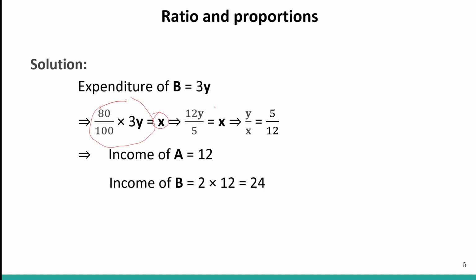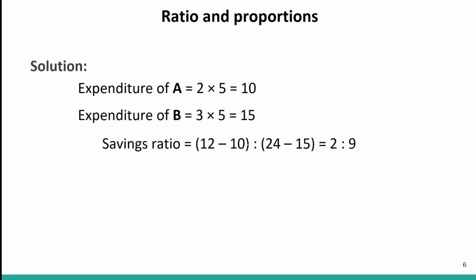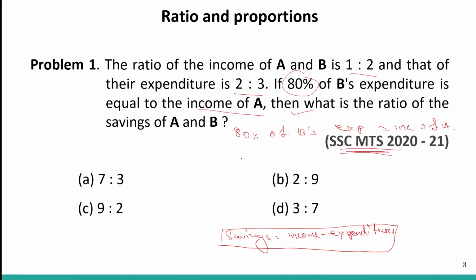Solving this, we arrive at 12y minus 5x is equal to 0, a linear equation in two variables, x and y. So income of A is equal to 12, then income of B is equal to 24. Expenditure of A is equal to 10, expenditure of B is equal to 15. So the savings ratio will be 12 minus 10 is to 24 minus 15, that is 2:9.